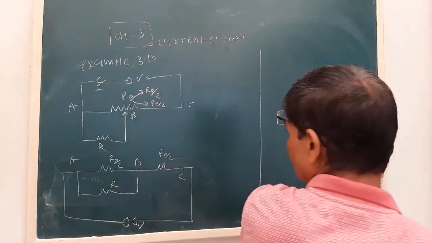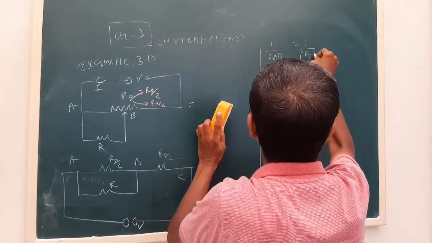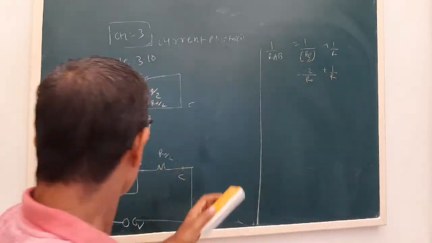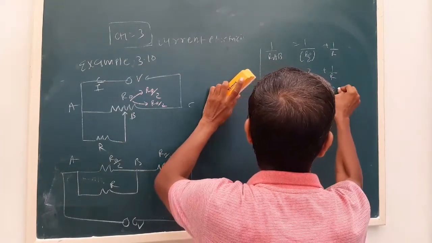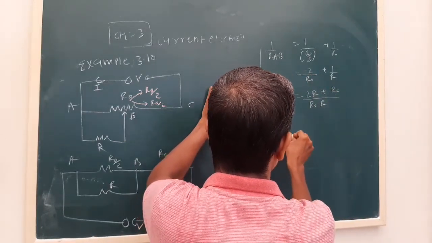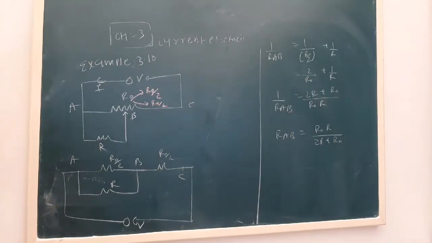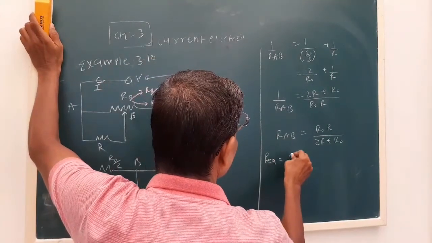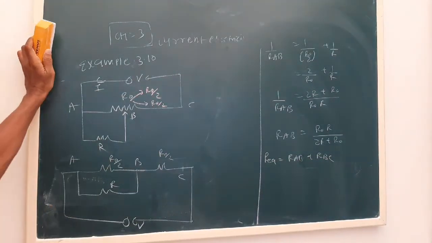First we find out 1 upon RAB, 1 upon R1 plus 1 upon R2, that is 2 upon R0 plus 1 upon R. So 2R plus R0 upon R0 R. This is 1 upon RAB. RAB is R0 R upon 2R plus R0. Now we find out the total resistance R equivalent, RAC, which is RAB plus RBC. RAB is this.